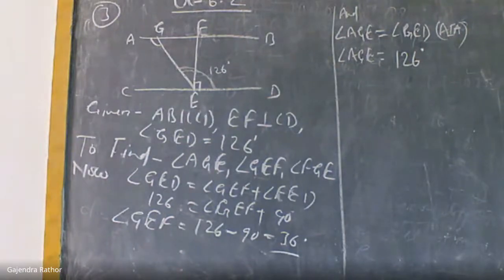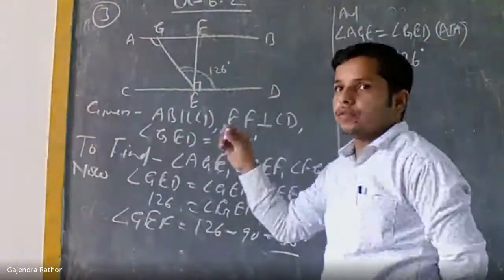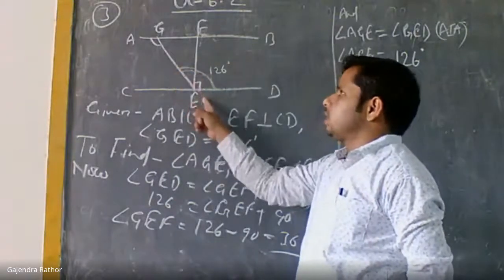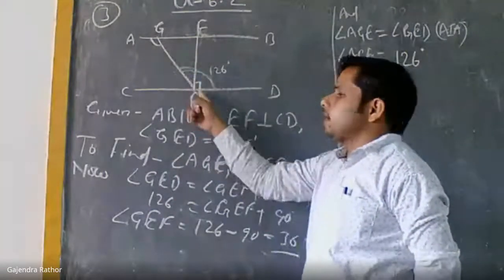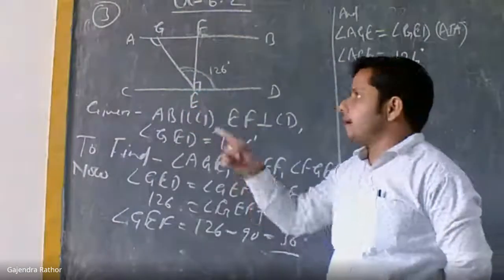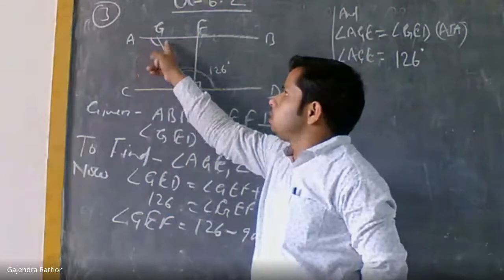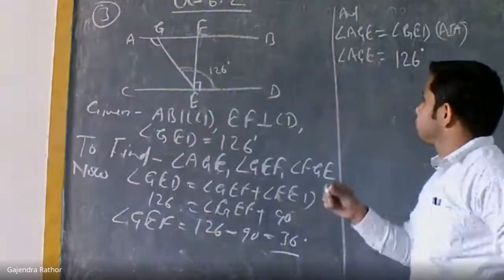Yeah, correct answer. There are two ways. The first way, we know that if there are two parallel lines and one line is a transversal, then the sum of interior angles will be 180. The second way, this angle and this angle are making a linear pair. The sum of these two angles will be 180.